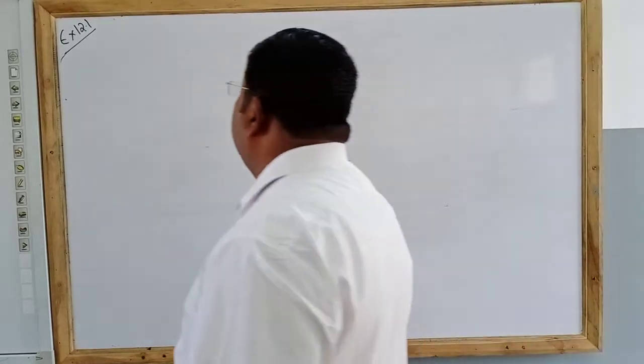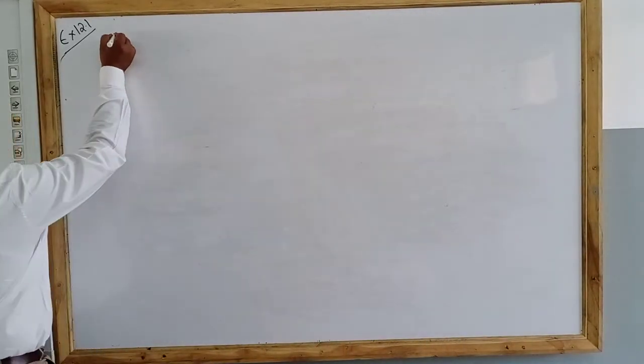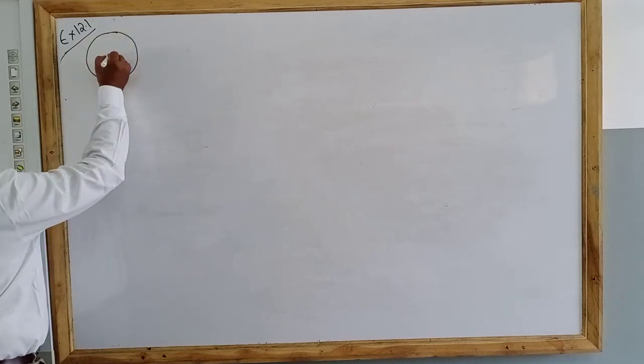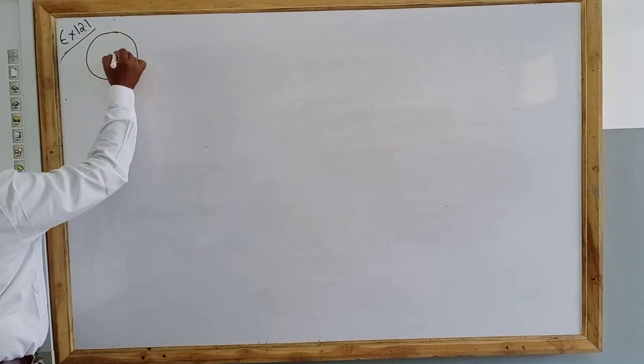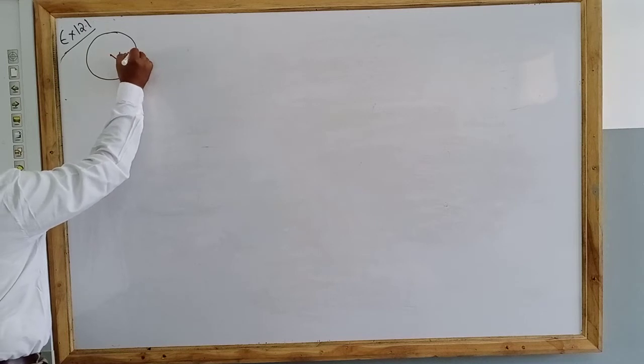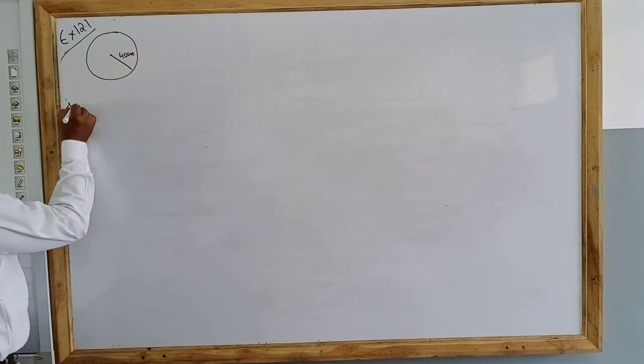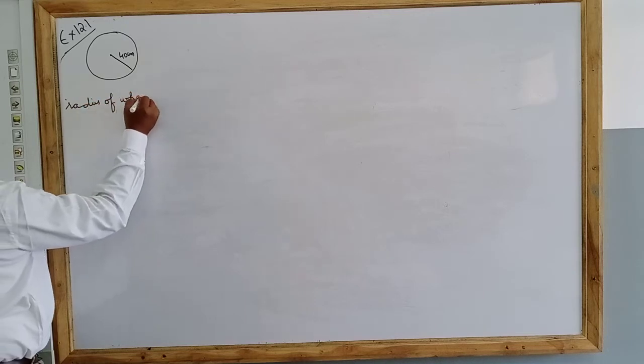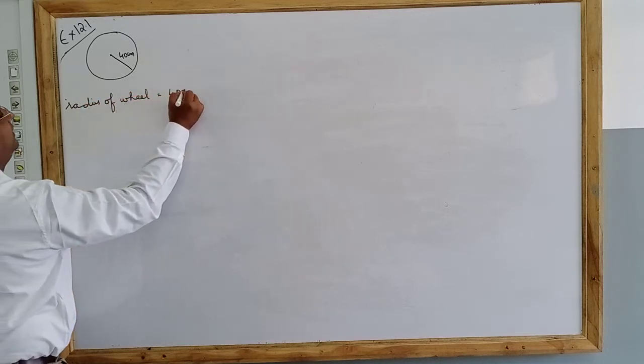Yes, so here he says a wheel of a car is of diameter 80 centimeter. Let us draw a wheel. This is a wheel, and the diameter of this wheel is 80 centimeter. So automatically we know the radius is 40 centimeter. Radius of wheel is equal to 40 centimeter.